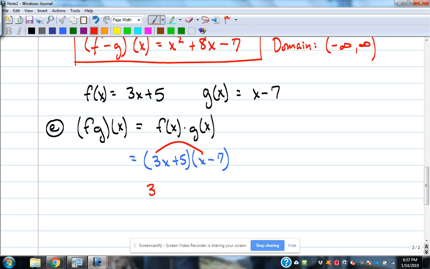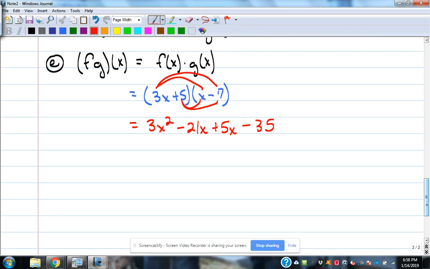Okay. 3x times x would be 3x squared. 3x times negative 7 would be negative 21x. 5 times x is positive 5x. 5 times negative 7 is negative 35. Like terms, we got a couple of them in the middle there, so we can put those together. So that's 3x squared minus 16x minus 35. And that's f times g of x.